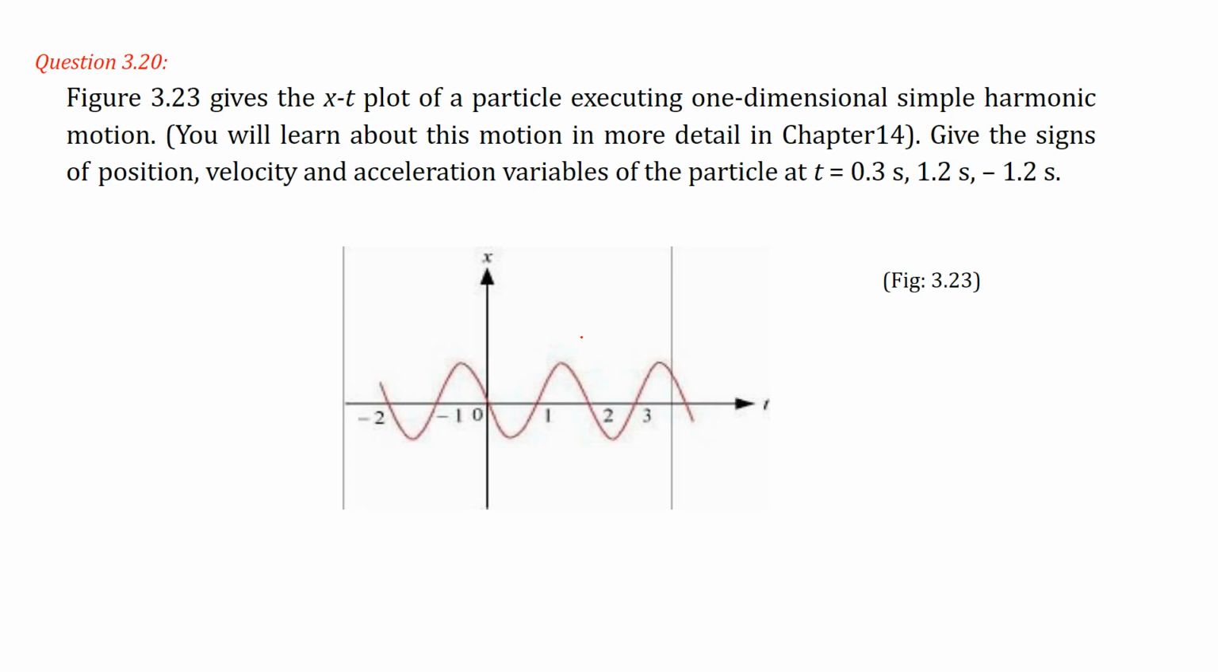In this figure, this is an x-t plot of a particle executing one-dimensional simple harmonic motion. We'll talk about this in later discussions, but we'll give you a formula. Give the sign of position, velocity, and acceleration variables of the particle at t equal to 0.3 seconds. That means somewhere here, and it is very easy to find out. This is negative, this is positive. At 1.2, somewhere here, and minus 1.2 somewhere here.